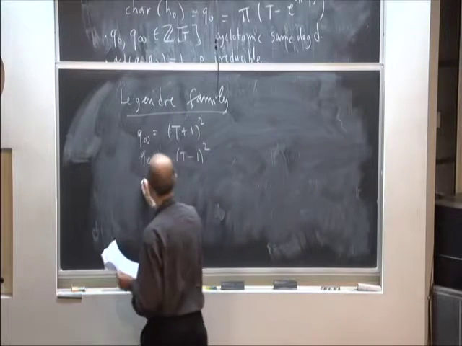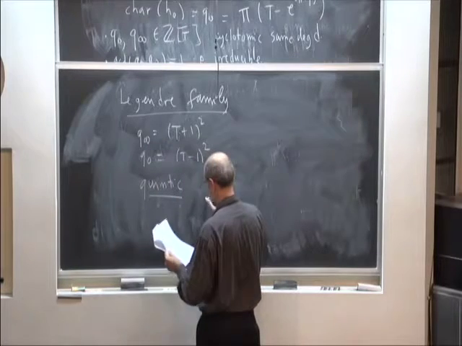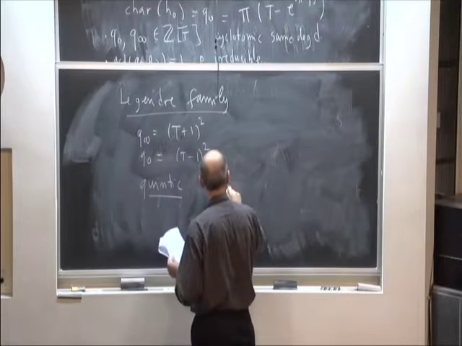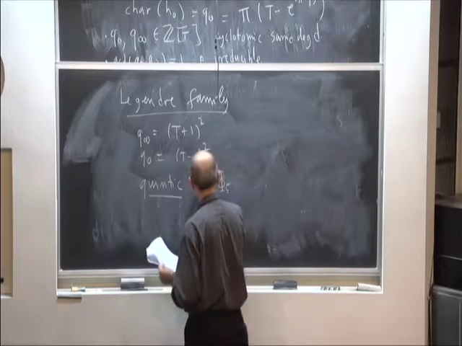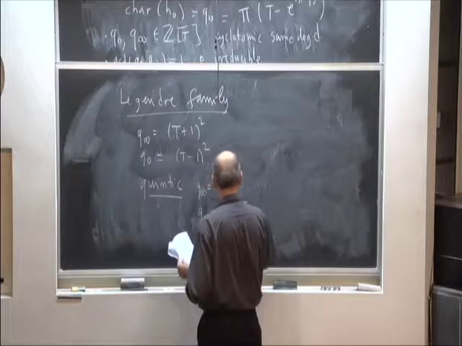For the quintic, the polynomials are the cyclotomic 5 polynomial for Q infinity, and Q0 is t minus 1 to the 4th.